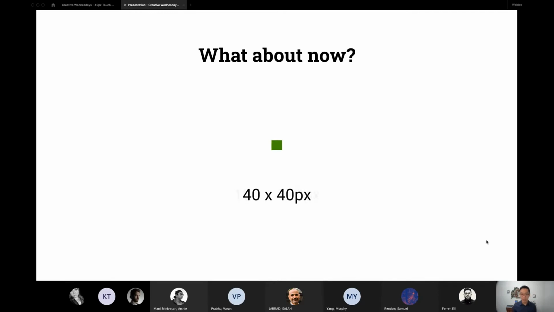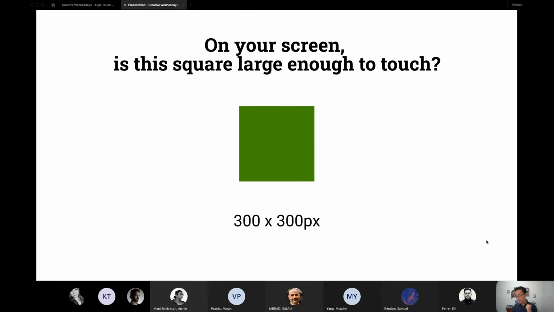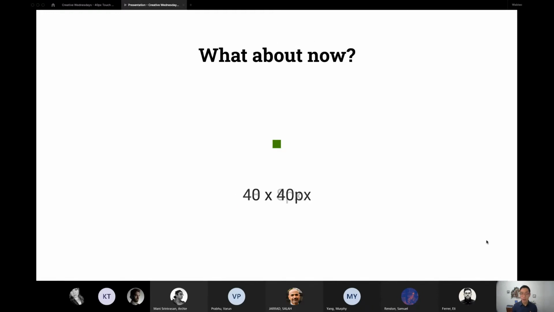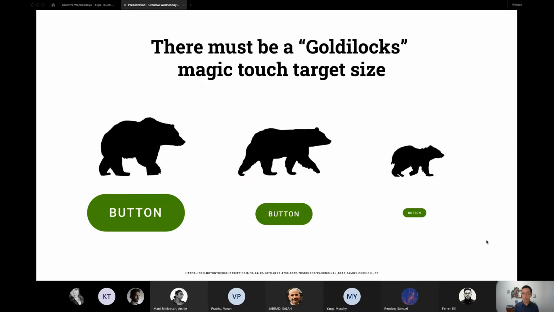Now, what does this mean? Somewhere in between this range of, in this case, 300 pixels all the way down to 8 pixels in length and height, there has to be this magic size. There has to be the right amount of pixels for a touch target that we can actually touch. There has to be a Goldilocks target size.